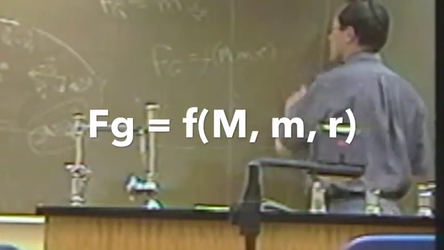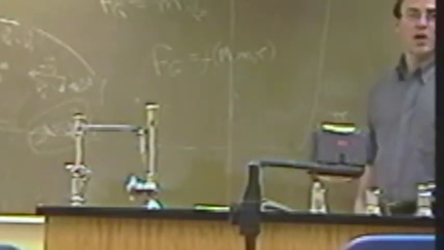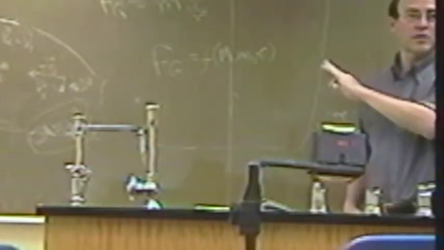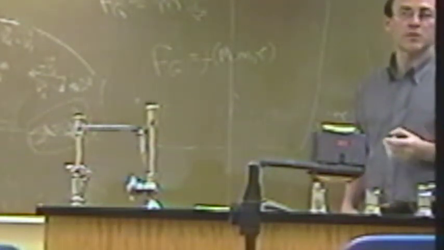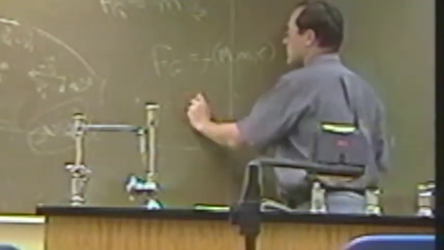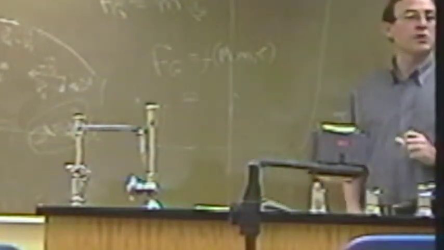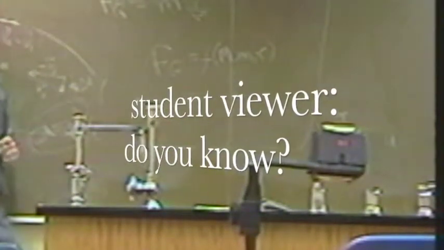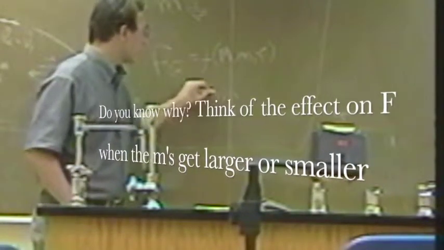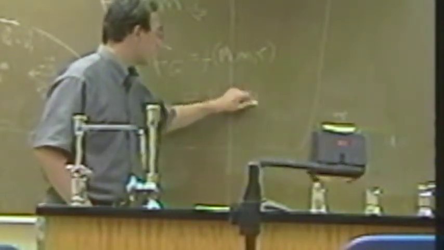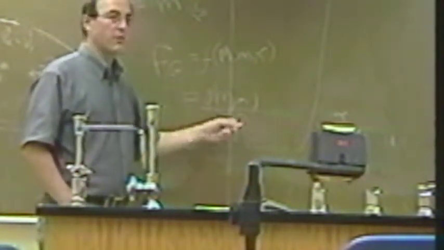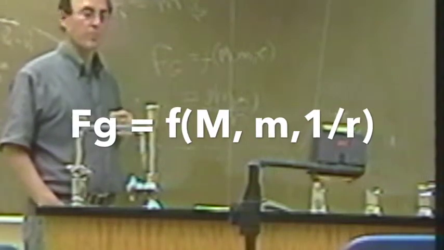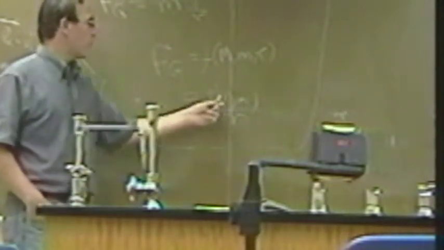Okay. It turns out that there's nothing else. There are some constants, but functionally this is the only thing. Very simple. How should it depend on this? Which one should be on the top and which one's on the bottom? Mass has got to be on the top. Distance has got to be on the bottom. The greater the distance, the less the force. Okay. Now, what should be over here?